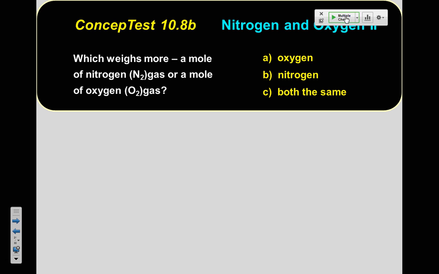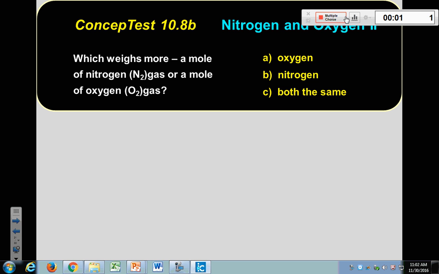Which weighs more, a mole of nitrogen gas or a mole of oxygen gas? I would normally give you the atomic mass, or molecular mass in this case, but which one is heavier, nitrogen or carbon? I don't know. As in like the particular atom. Nitrogen, right? Because it's carbon, nitrogen, oxygen. So which weighs more, a mole of nitrogen gas or a mole of oxygen gas?